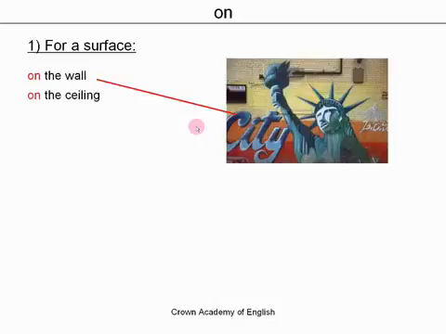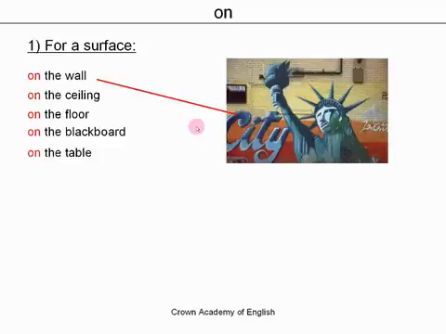And we can also say on the ceiling, on the floor, on the blackboard, on the table, on the page, etc. So you can see all of these examples, they are all surfaces, either horizontal surfaces or vertical surfaces, and we always use the word on.